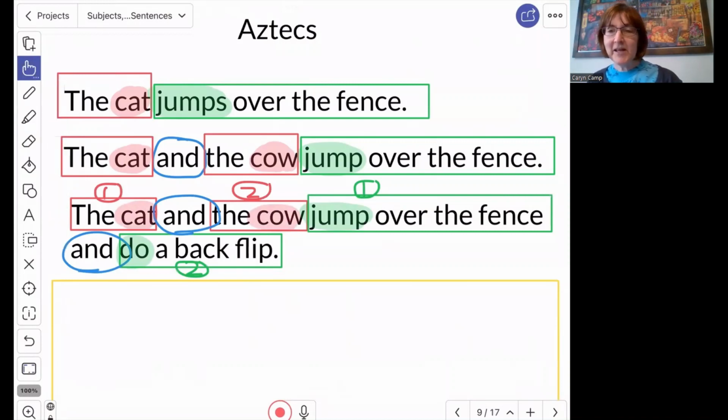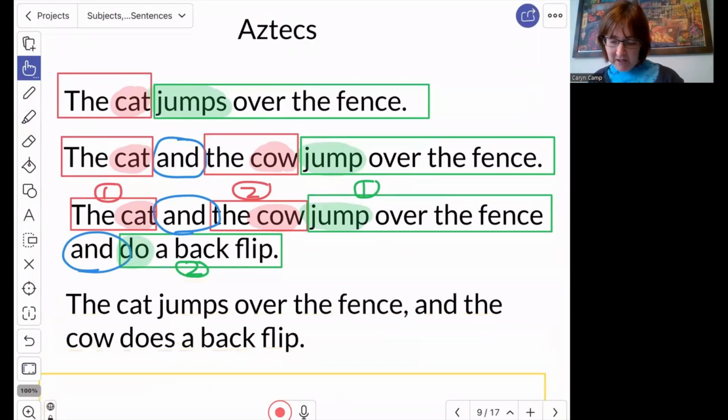So let's look at this very complicated mess here. Two subjects, cat and cow, connected with and, compound subject. Doing two things, jumping over a fence, doing a backflip, connected with and, compound predicate. Compound subject, compound predicate, but they don't repeat. So it's still a simple sentence. This is not a red, green sentence. It's not subject doing verb, another subject doing a verb. This is two subjects doing two things, red, green. Simple sentence. All right, moving on.